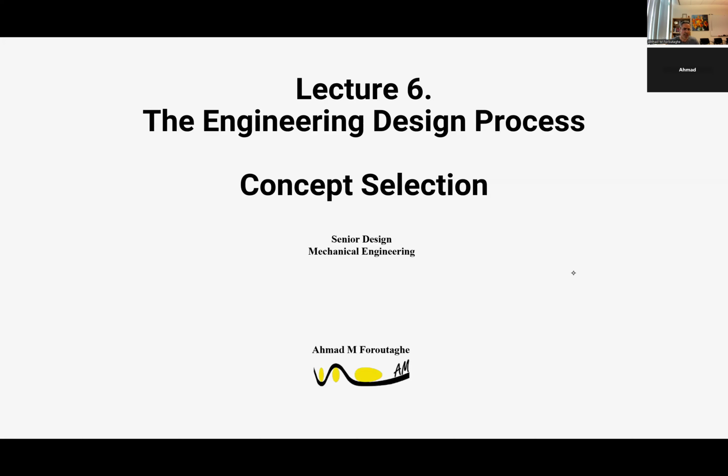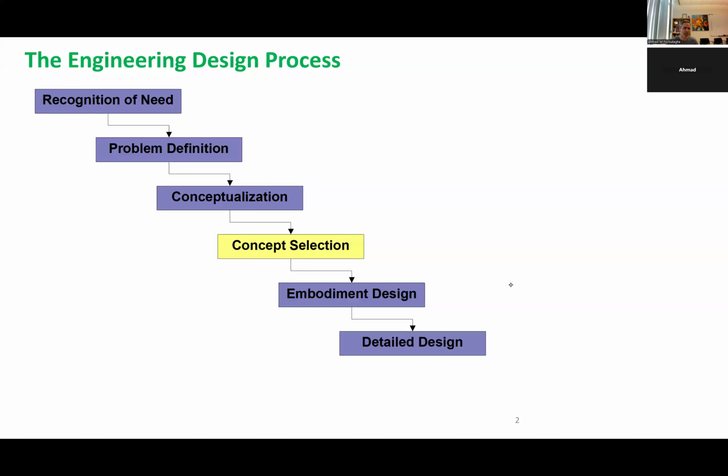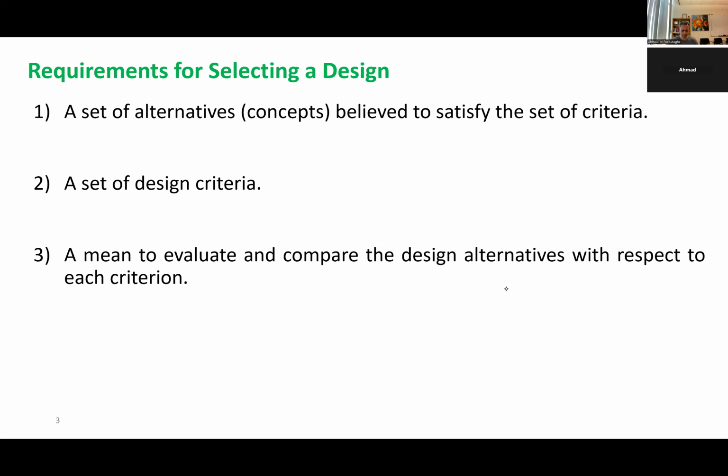Hello, everybody. In this lecture, we will talk about concept selection as our next step in the engineering design process. Assuming that we recognize there is a need, there is a market for a product, we define our problem, we generate some concepts. In this lecture, we're going to learn how we can choose the best concept, or how to rank our concepts. To do so, obviously, we need a set of alternatives or concepts that we have already generated.